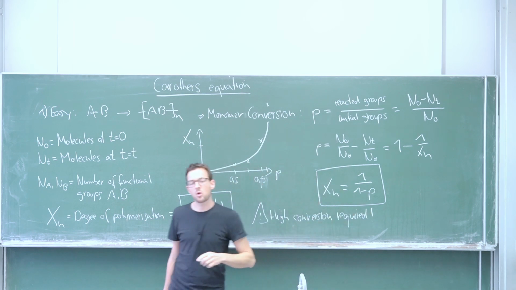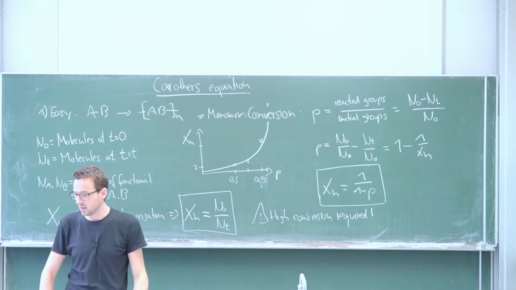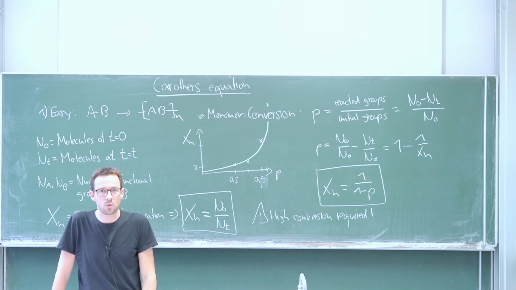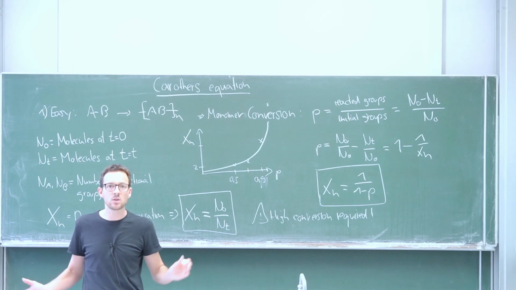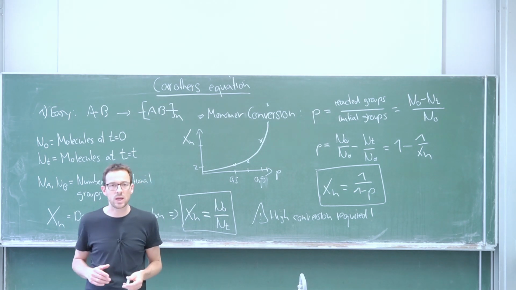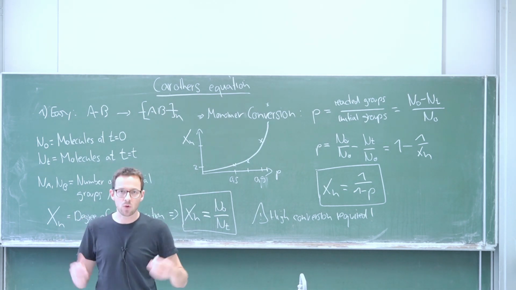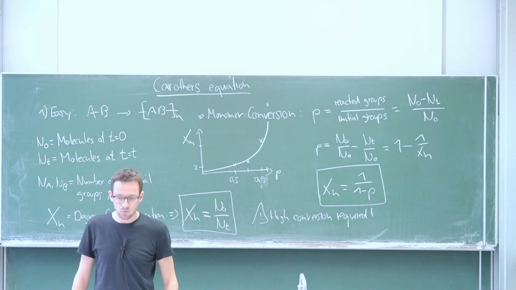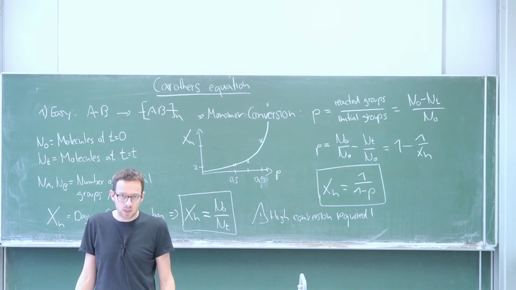That's the first very important take-home message. We need a very high conversion in order to get good polymers. And this is, of course, bad news for polymer science, because high conversion means you need to make very accurate reactions, you need to be careful, you need to wait for a long time, you need to make sure that everything reacts perfectly. So this is pretty cumbersome.